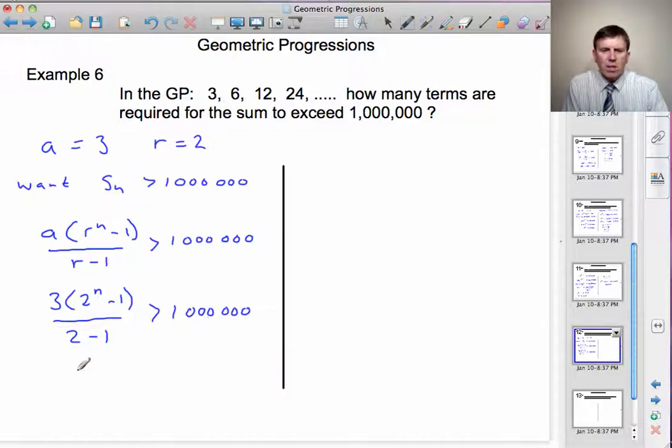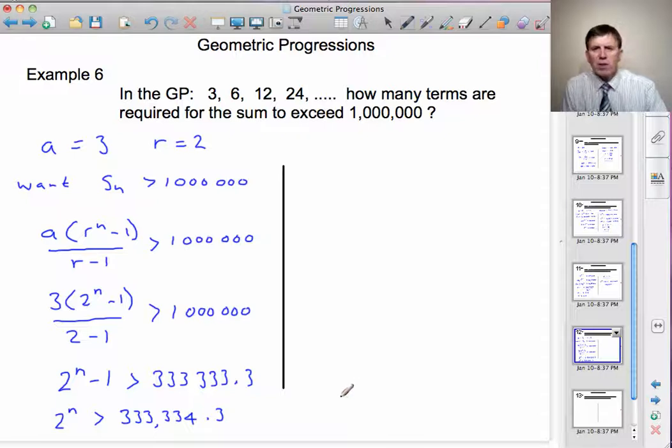Let's divide by 3, and then on the left hand side it's just 2 to the n minus 1, and that will be greater than a million divided by 3, 333,333.3, say. Take the one the other side and we get 2 to the power n has to be greater than 333,334.3. Two methods again, first trial and error and then logs. So we'll try trial and error first.